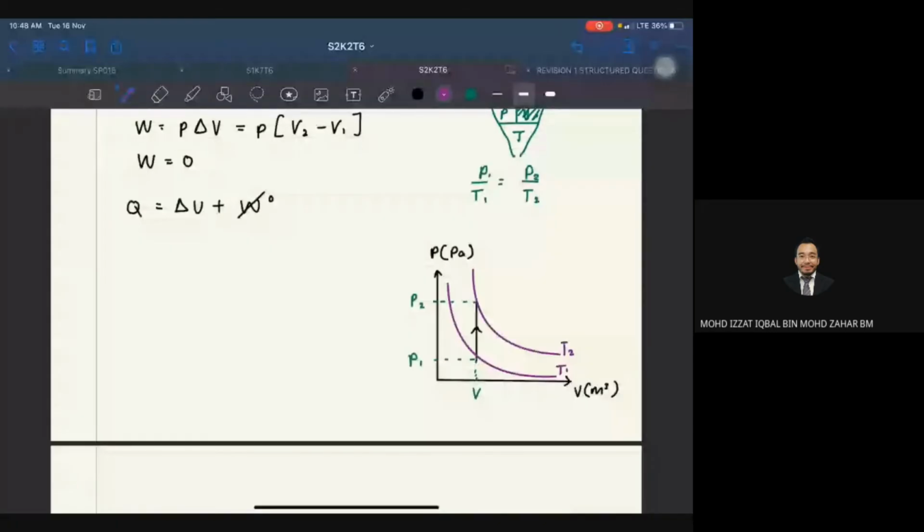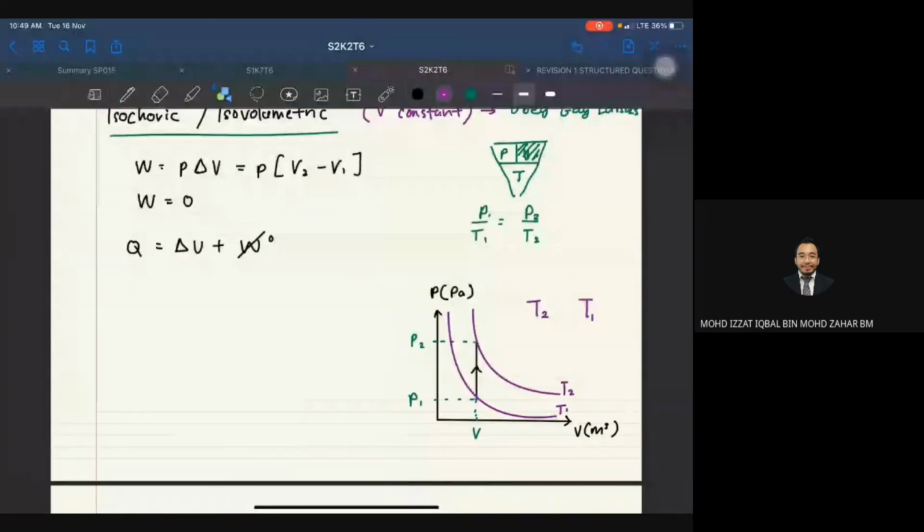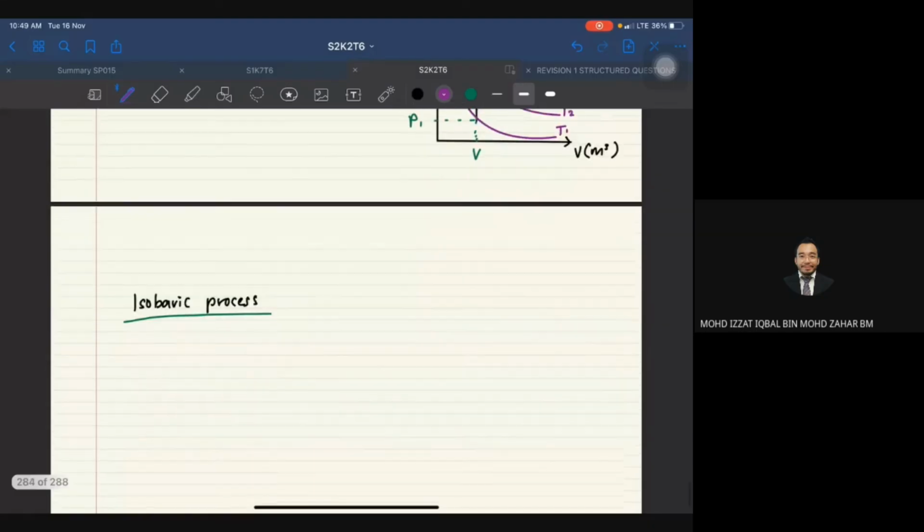So here T1 dengan T2 mana lagi besar kamu rasa? Okay, lagi tinggi dia dalam graf PV ni, lagi besar value dia. So T2 is actually bigger than T1. Okay. So katakanlah T1 tu adalah 100 Kelvin, you expect that T2 tu more than 100 Kelvin lah, maybe 200 Kelvin or so on. Okay, ada soalan? Tak ada, sir. Okay, if there's no question, we go to the isobaric process.